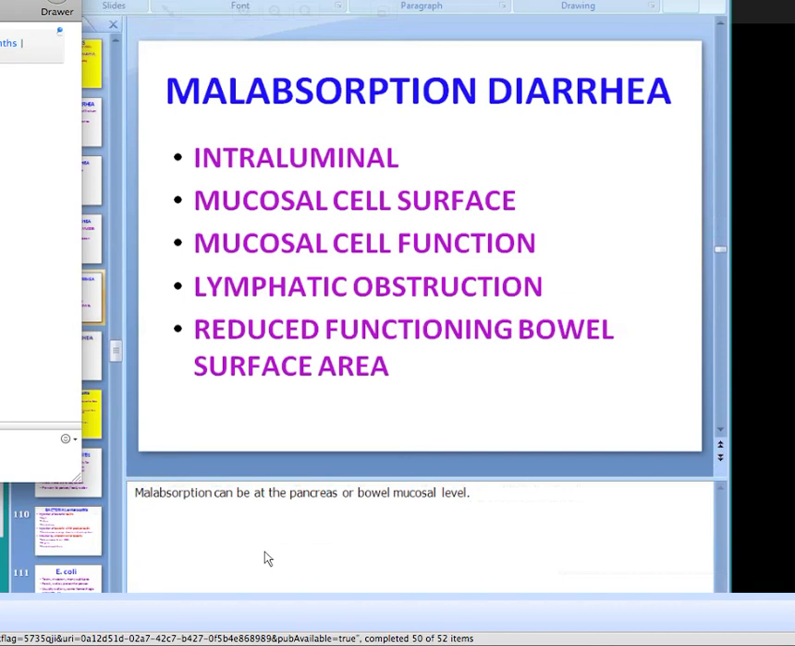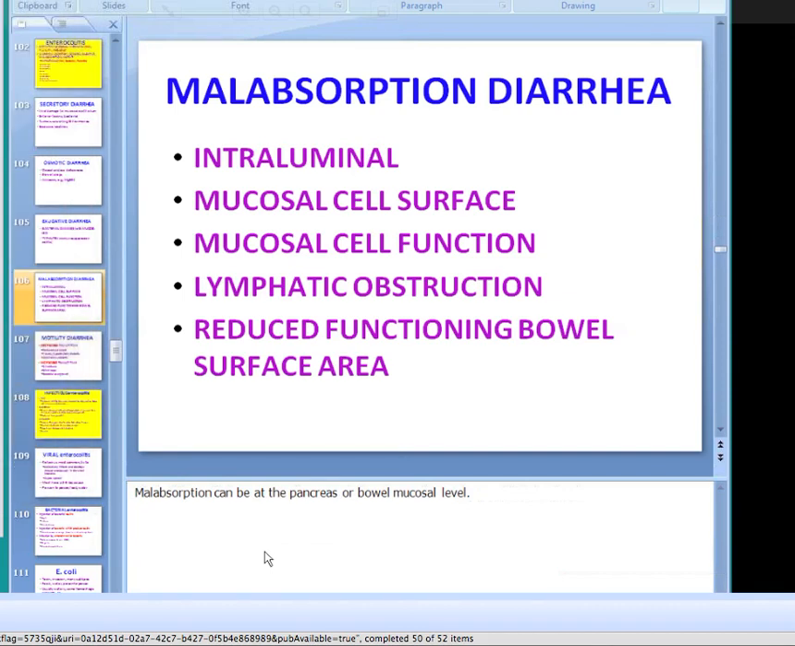Okay, let's talk about malabsorption diarrhea. Let's say you have a primary disease of the pancreas or of the small intestine in which you're malabsorbing. We're going to mention those diseases later. Well, if you're not absorbing fluid, which is the function of the bowel, then you're retaining fluid. So these are likely to be watery diarrheas as well.